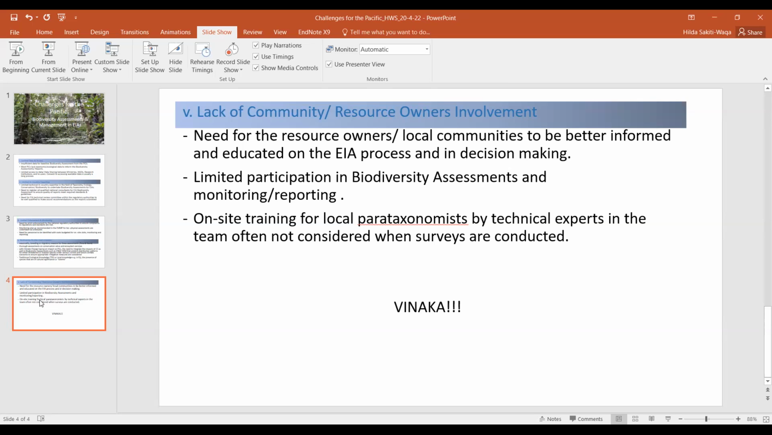Okay, so that pretty much sums up the challenges we currently face in the Pacific, or the hurdles that prevents us from doing good biodiversity assessments and management in the areas of EIA. And I welcome any questions or discussions around this.